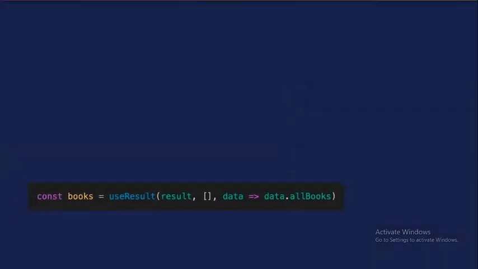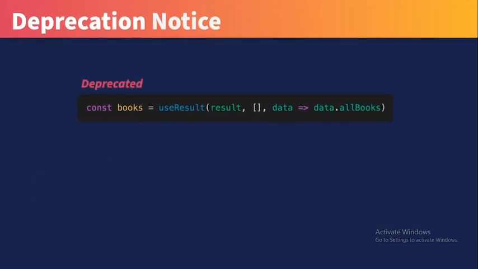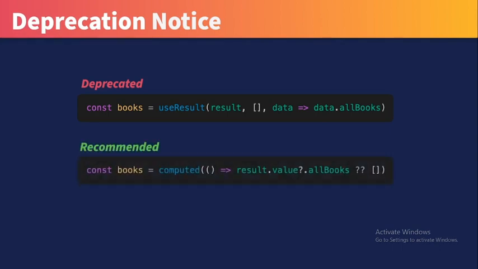After the recording of this lesson, useResult has been deprecated. The recommended way to replace useResult is to use a computed. Retrieve allBooks directly from result.value and return it within the callback.